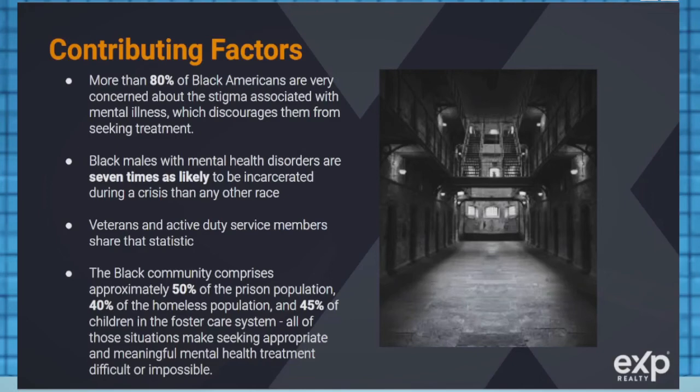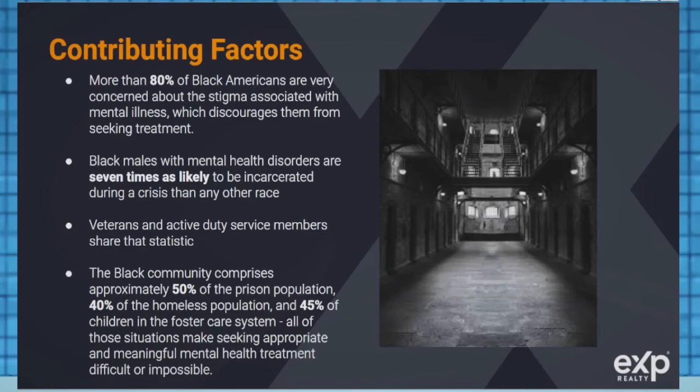Something that shocked me about that statistic is that that same number, 7 times as likely, is the same statistic for veterans and active duty service members. They're 7 times as likely as a civilian to be incarcerated if someone calls the police or they call the police during a mental health crisis. Another major contributing factor, and this is pretty common knowledge, people know this is an issue that we have to deal with. The Black community comprises approximately half of the prison population, 40% of the homeless population, and 45% of children in the foster care system.